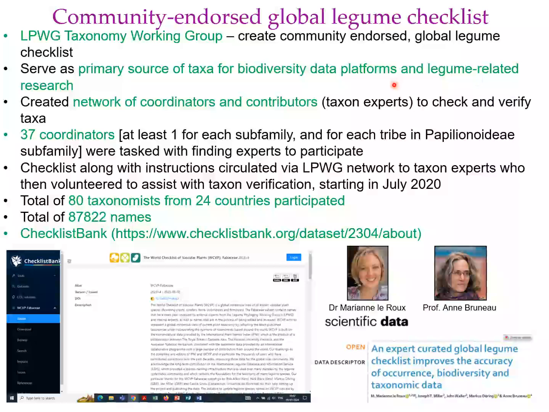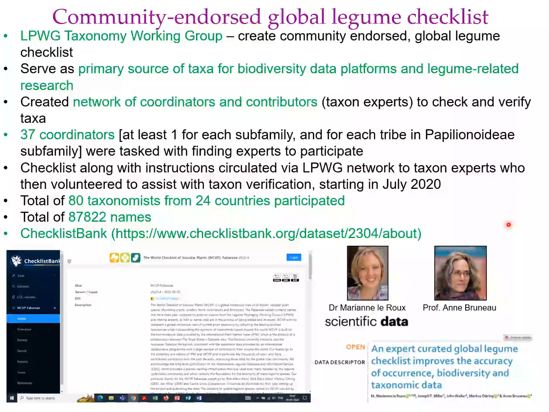So a checklist is important as it serves as a primary source of taxa for biodiversity data platforms and legume-related research. So what happened is that a network of coordinators and contributors were created to check and verify taxa. We had 37 coordinators, at least one for each subfamily, and then within the Papilionoideae, because it's the largest and most diverse, there were several coordinators there.